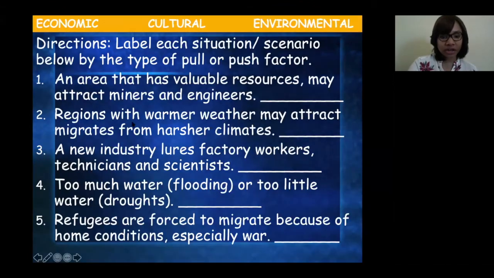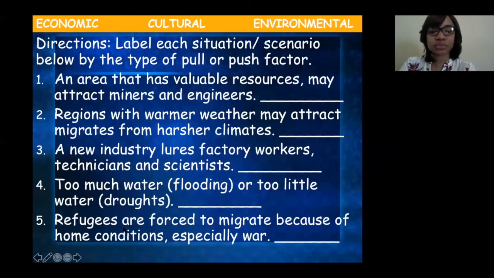Too much water, referring to flooding, or too little water, referring to droughts. What would this be? Okay, William, Anthony, Samuel, Kemba, Kosia, Paris, good job, everyone. Okay, let's go to the last one now.